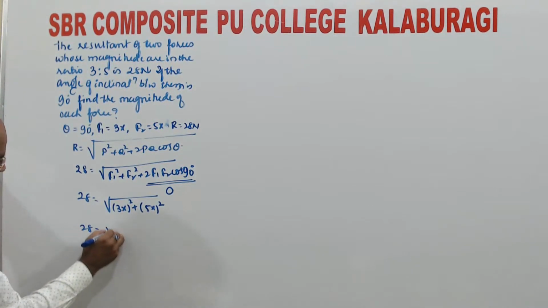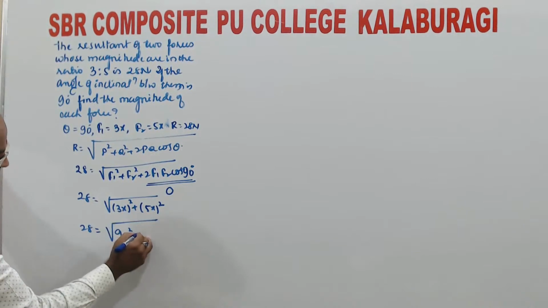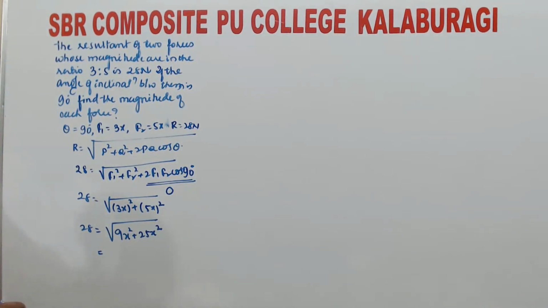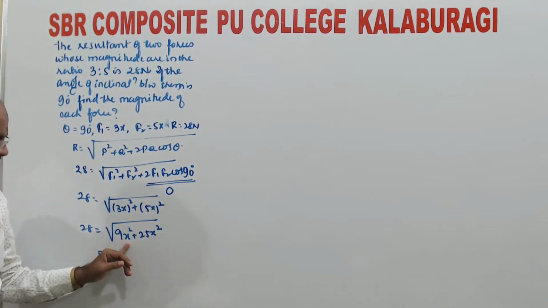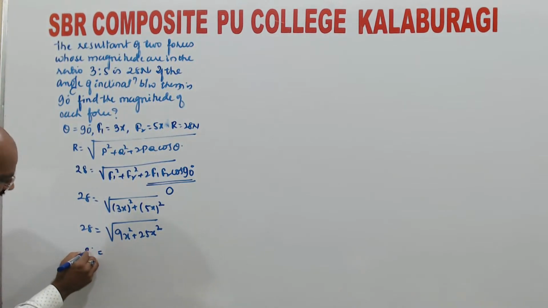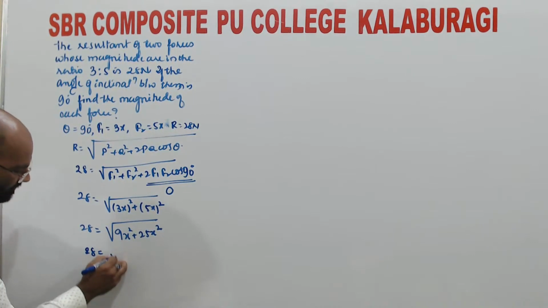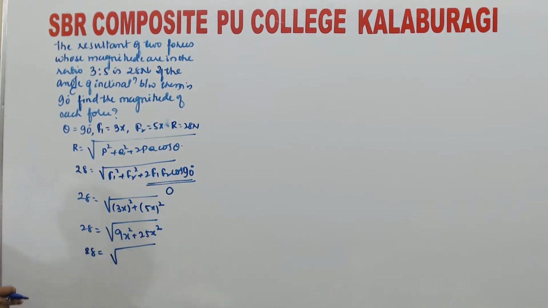28 is equal to the square root of 3 3s are 9 x square plus 5 5s are 25 x square. So this is 9 x square plus 25 x square. Then you get 28. So here you get 34, that is 25 plus 9.